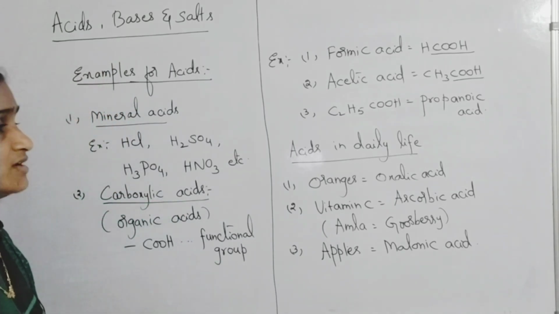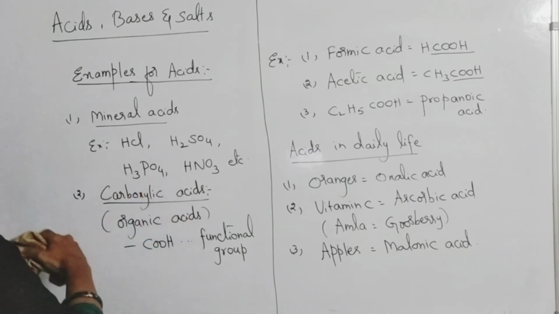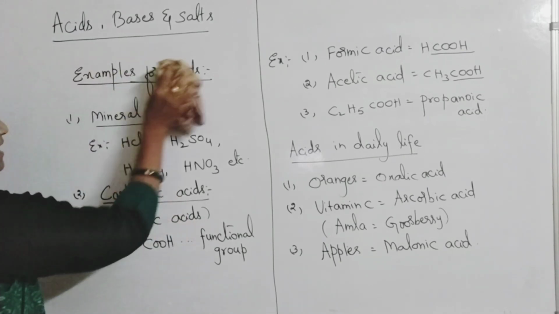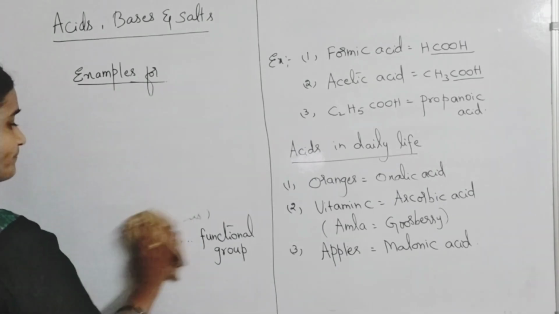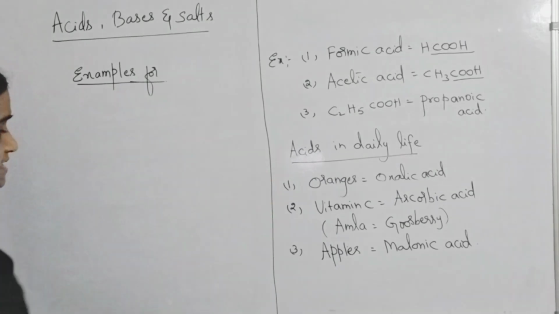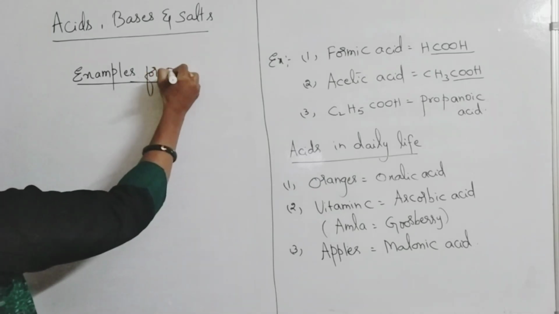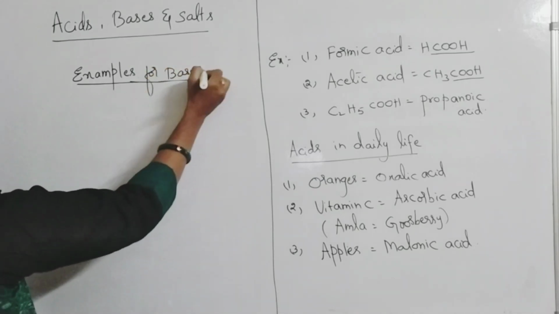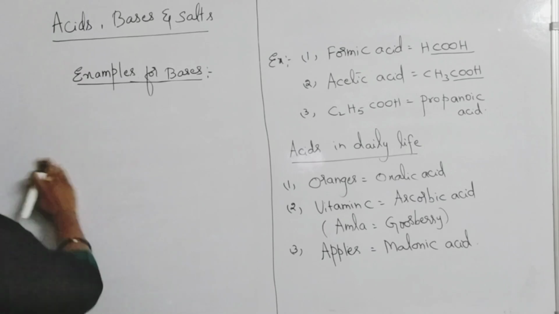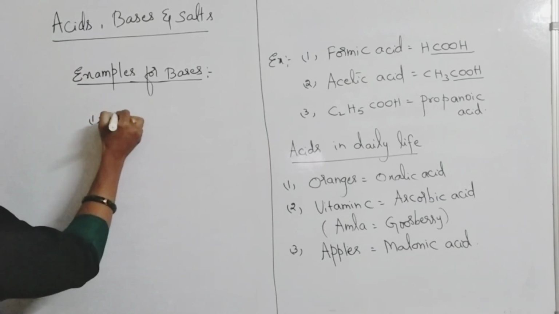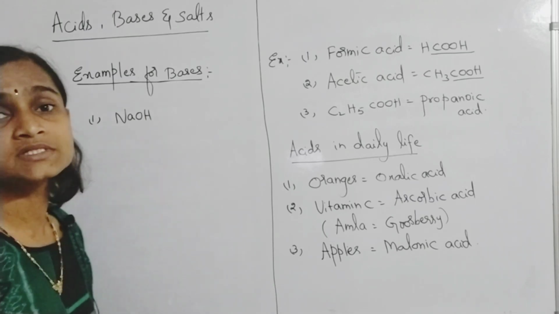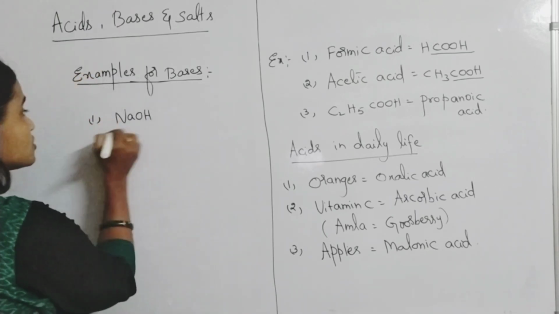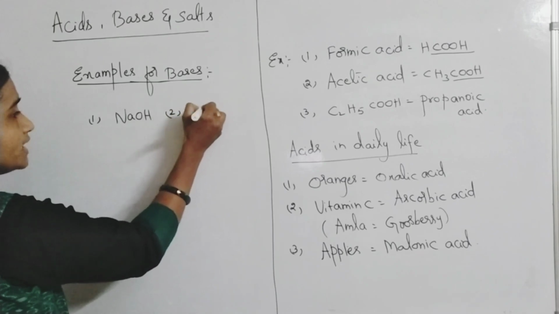So these are the general examples for acids. Same like that, if you go for examples of bases, bases have OH minus ions in common. You can take the example of NaOH, sodium hydroxide, and KOH, potassium hydroxide.